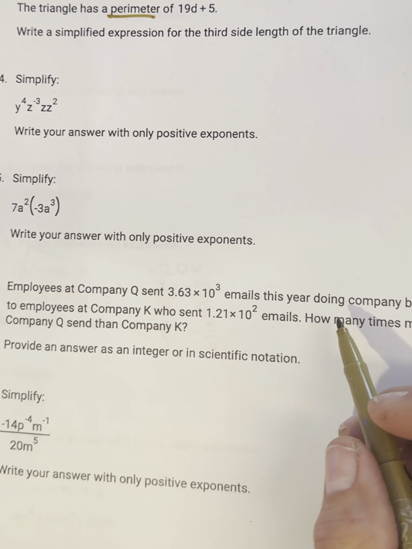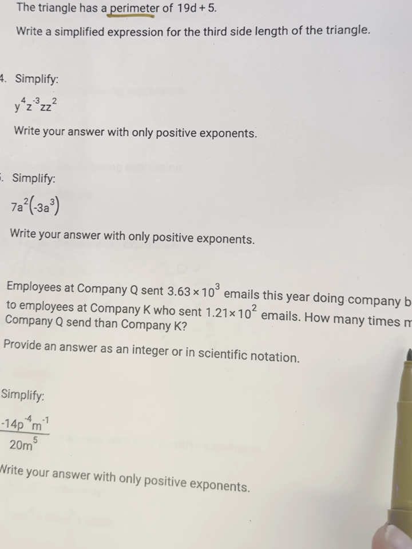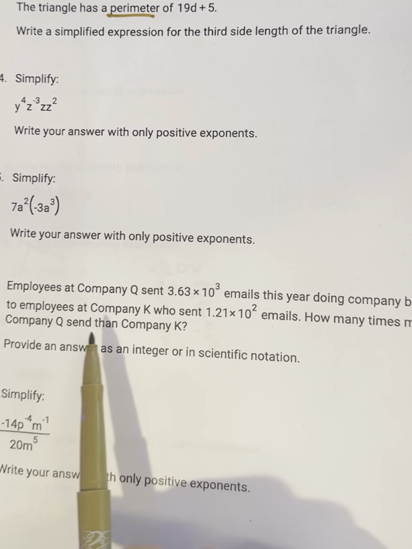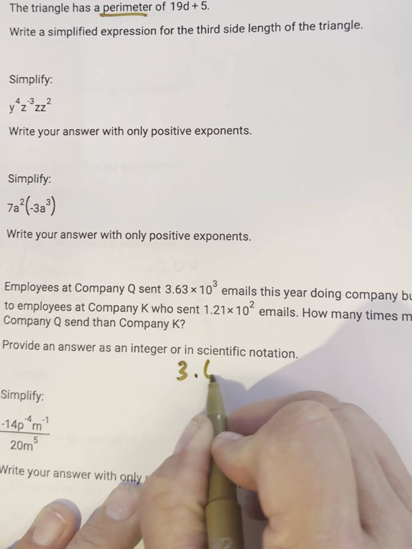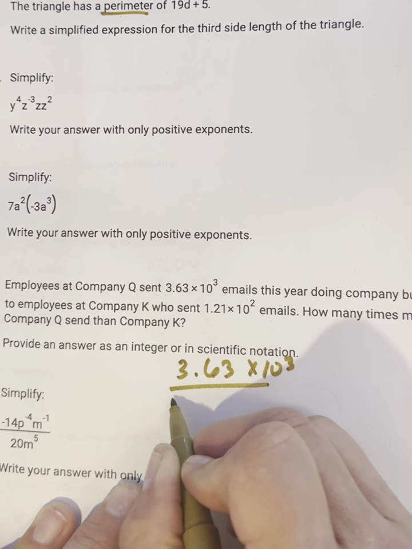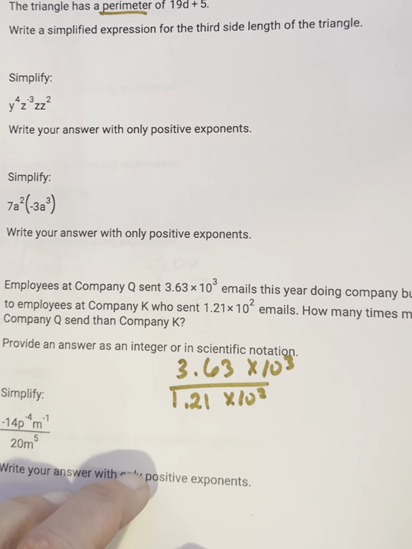So 16, we are just dividing, so don't overthink the word problem. How many more emails did company Q have than K? So we're just dividing. So 3.63 times 10 to the third divided by 1.21 times 10 squared.